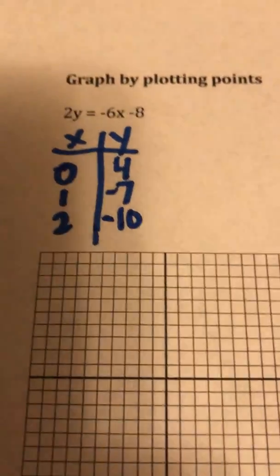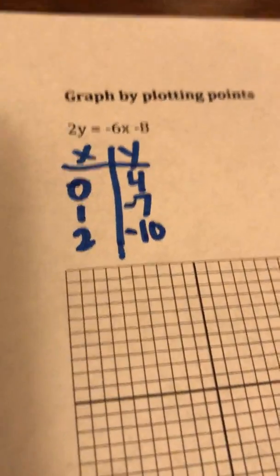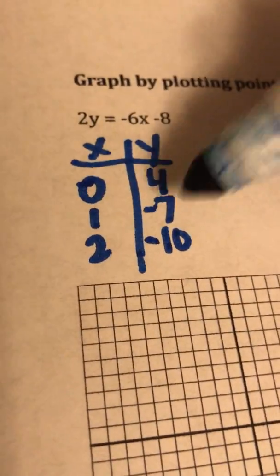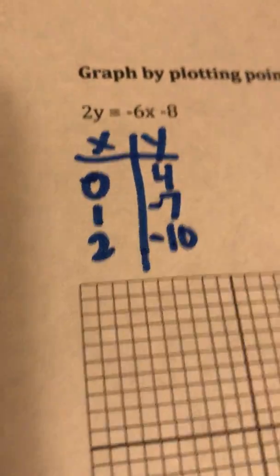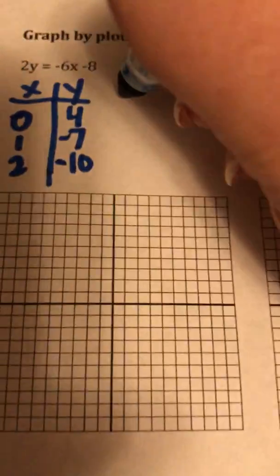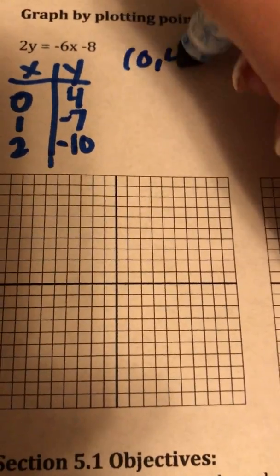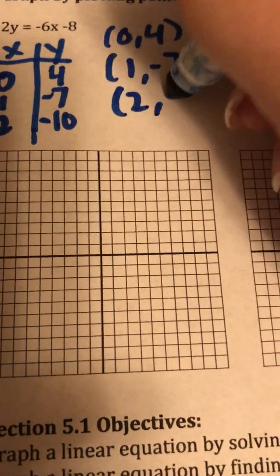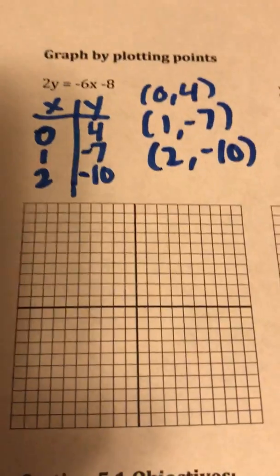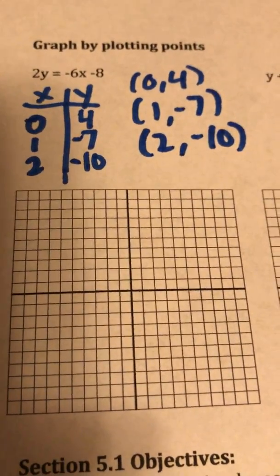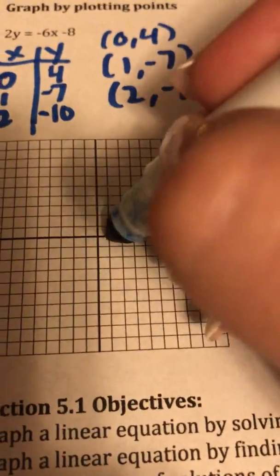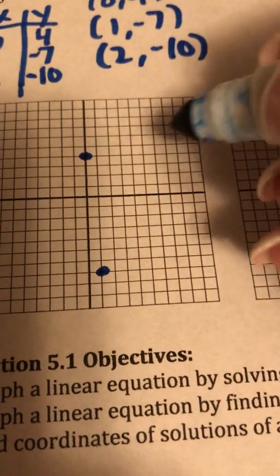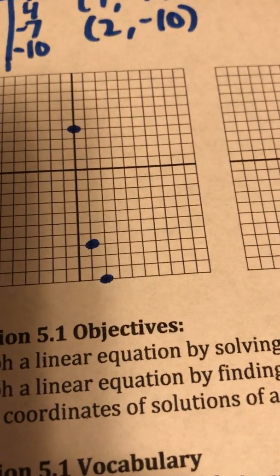All right. So now we have 3 points. We have (0, -4). We have (1, -7). We have (2, -10). And really what you're looking at is 3 ordered pairs. (0, -4), (1, -7), and (2, -10). And you know how to graph ordered pairs. So we have (0, -4), (1, -7), (2, -10).